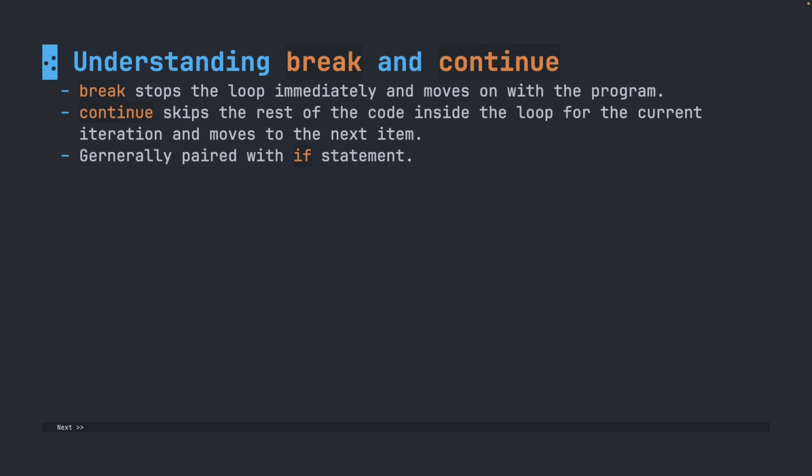On the other hand, continue only skips the code inside of the loop for the current iteration and moves on to the next item. So I like to think about this as we are only skipping the current item and then we will still continue with the loop. Generally, both of these keywords are paired with an if statement.